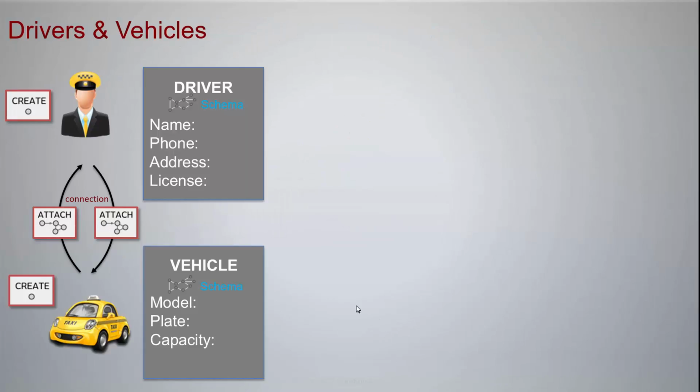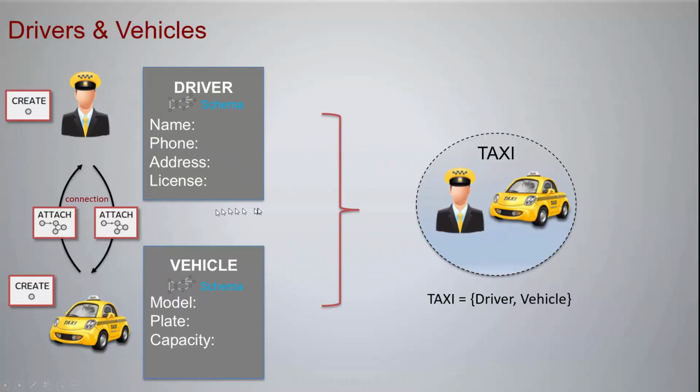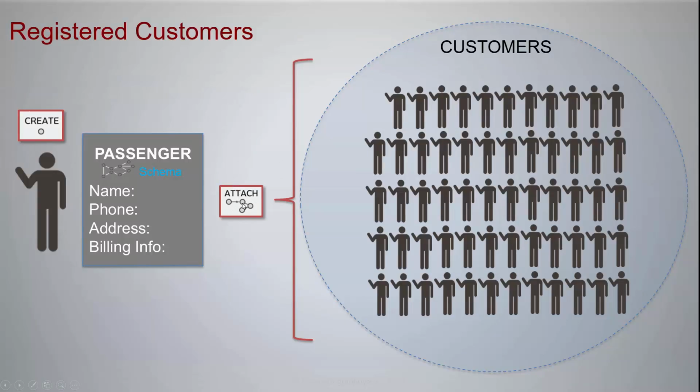Let's first define a taxi. A taxi is a combination of a vehicle and a driver. So a driver described by its own schema connected to a vehicle also described by its own schema will define a taxi. The semantic CPU executes only 4 operations to create a taxi. To add a taxi to the fleet, it takes only 1 operation. Adding an additional customer takes only 2 operations.